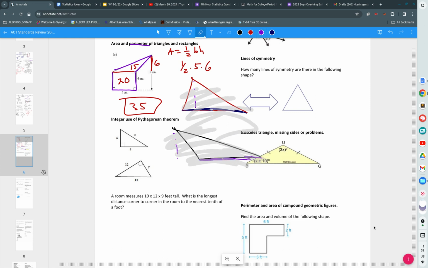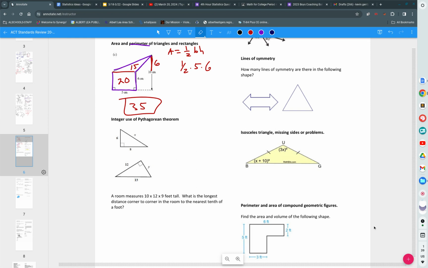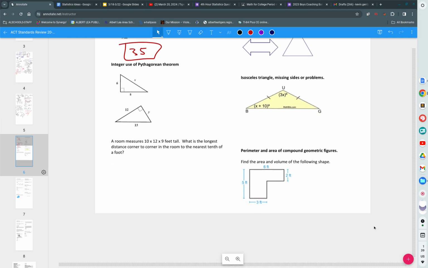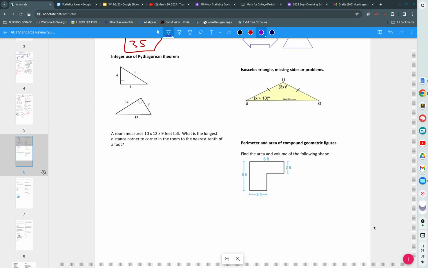Again, I don't make this stuff up. I look at exactly what the ACT said, which took hours, but after I did it once, it was great because now I have it for years to come. It wants integer use of the Pythagorean theorem, so you should know these things quickly. For example, 3, 4, 5 makes a right triangle. So does 5, 12, and 13. So does 8, 15, and 17. So does 7, 24, and 25.